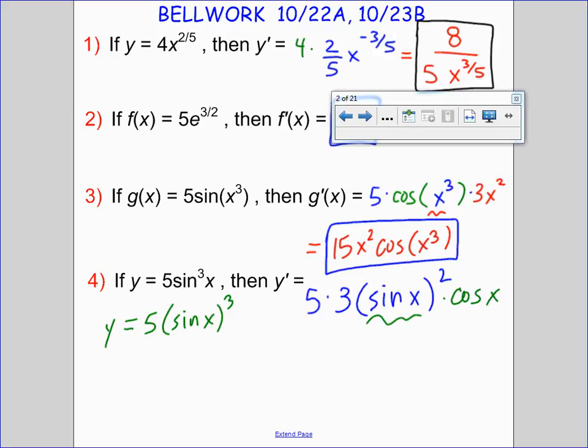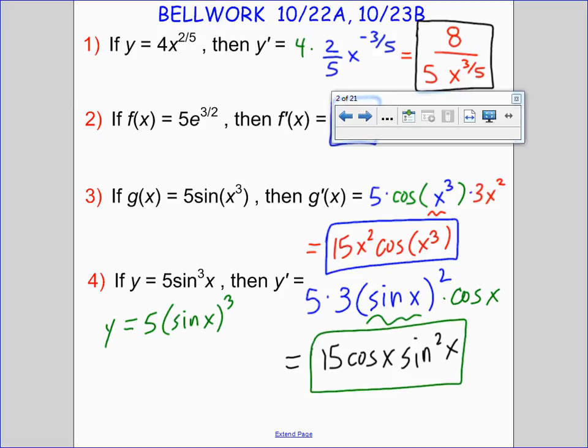So these are meant to be similar, on purpose, to make us think about the difference between my overall function versus my inner function. It appears as though we get 15 cosine x sine squared x, and you could do any order for that. So raise your hand if you had number 4 right. Way to go with the derivative of the inner function. Nice job, you guys. All right, what questions do you have about the first 4?